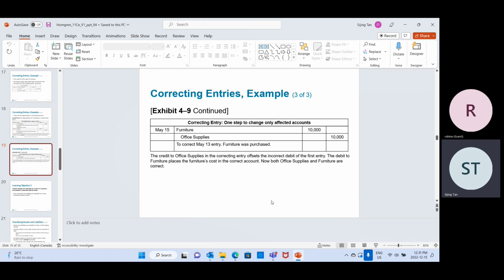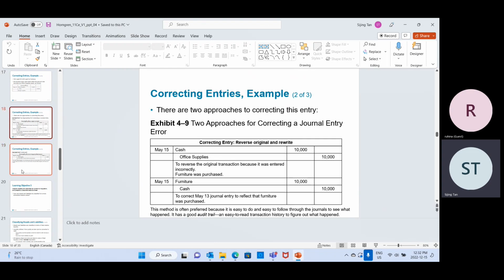The second approach is to simply change the affected accounts. So simply debit furniture, credit office supplies. It's an easy one, but it doesn't give a clear trail. Whenever an auditor comes in, they will probably question why furniture was purchased by decreasing office supplies. They're trying to figure out the situation between those two, which is something for auditors to do. But the first approach is always done by the computer system.